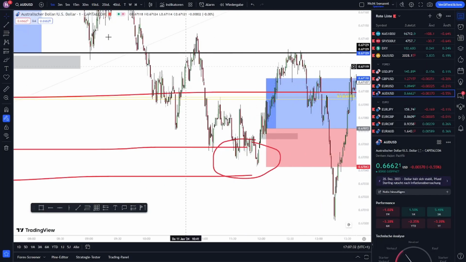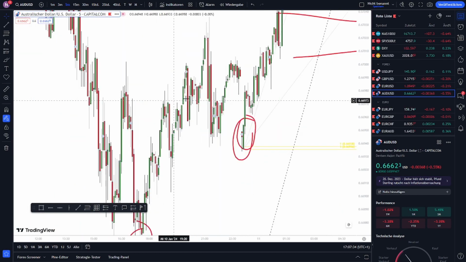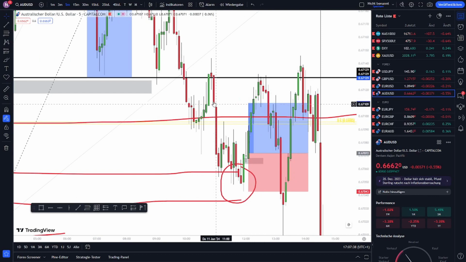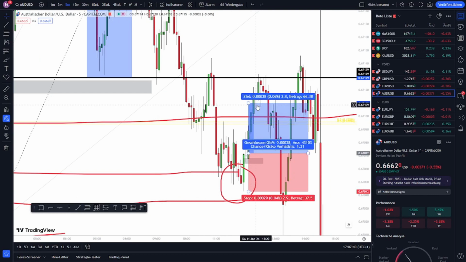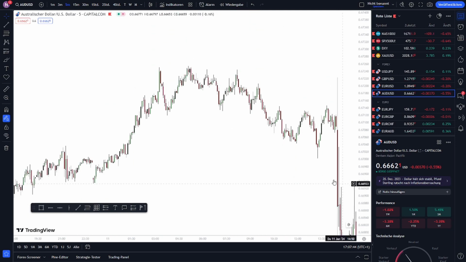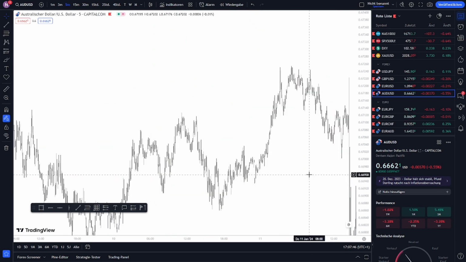In combination with a, wait, what was that? I actually forgot. Yeah, in combination with an order block that was right there. So I just put my TP there, both TPs hit. I hope you understand why I took these trades and you can learn something from it.